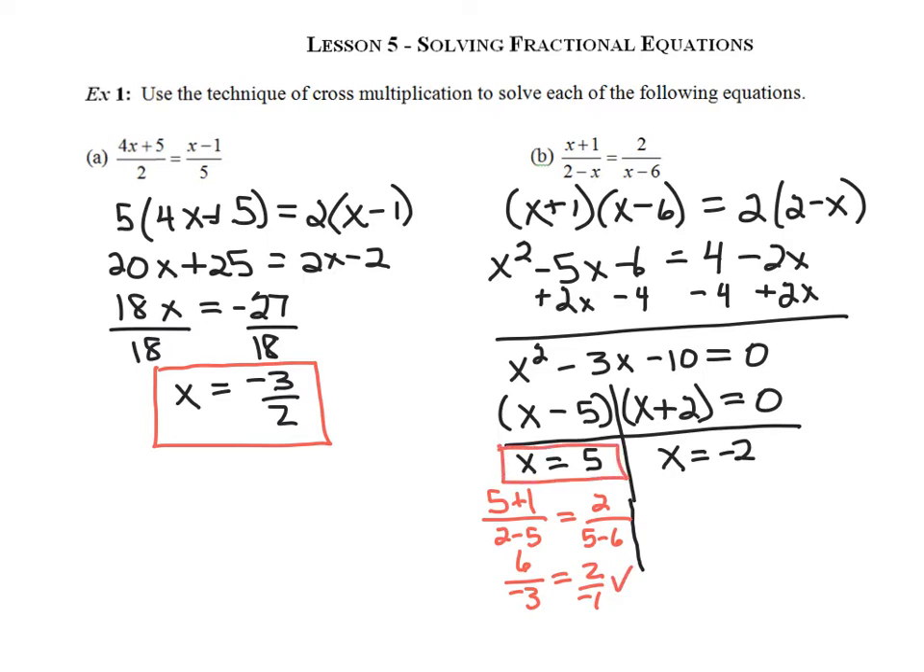Do the same thing with negative 2. So negative 2 plus 1 over 2 minus negative 2. Does that equal 2 over negative 2 minus 6? So on the left side, I'm getting negative 1/4. On the right side, 2 over negative 8. And yes, those two fractions are equivalent. So both of these solutions are solutions to the original equation. If I found one that did not work, I would of course reject it. That would be called an extraneous solution.